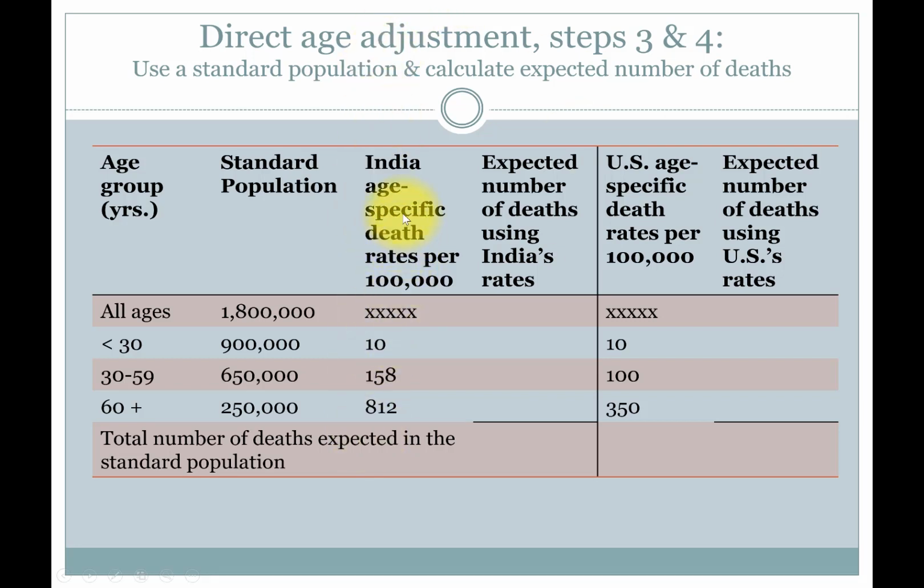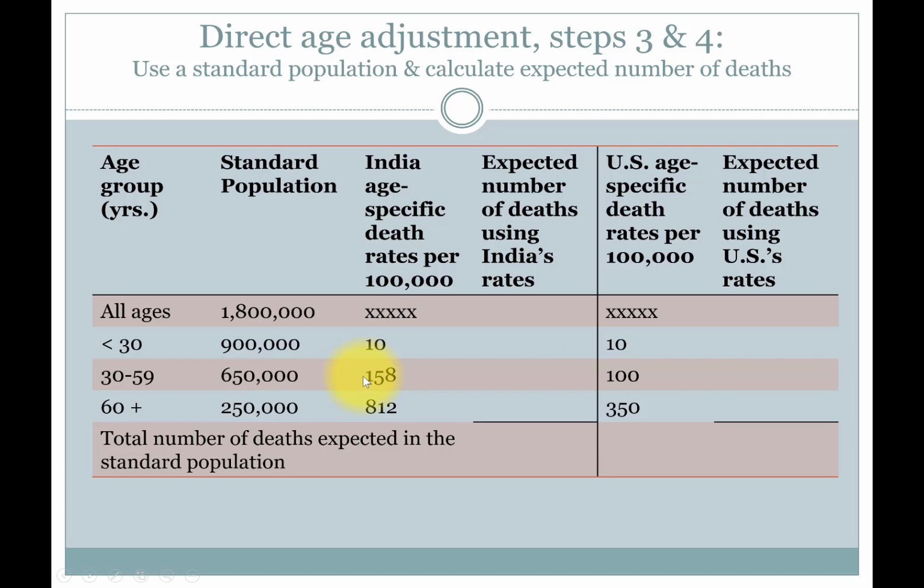And then you're going to take those death rates and multiply them with the standard population. Now remember, it is a rate. So you're not multiplying 10 with 900,000. It's 10 per 100,000 multiplied by 900,000, okay? So make sure you do the math right.